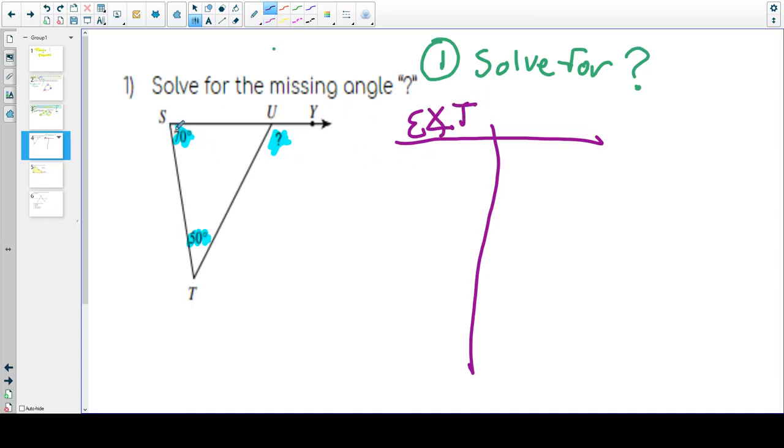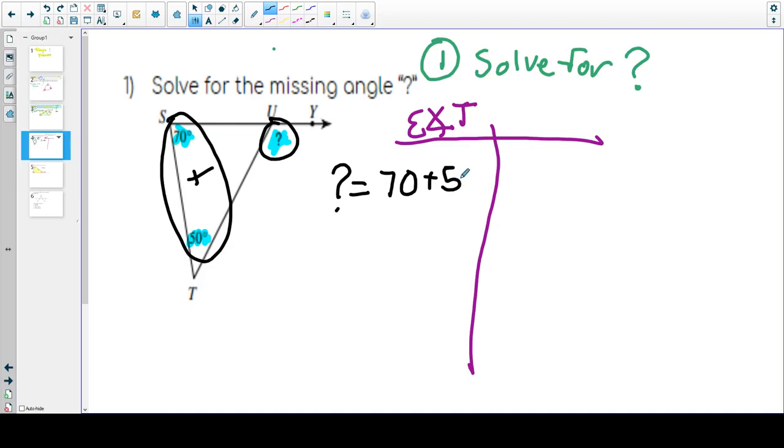So the exterior angle theorem says that this angle equals the sum of the angles that don't touch it. So 70 plus 50. In one step, we were able to figure out an equation to help us find our question mark. Then 70 plus 50 is 120. So the question mark equals 120 degrees.